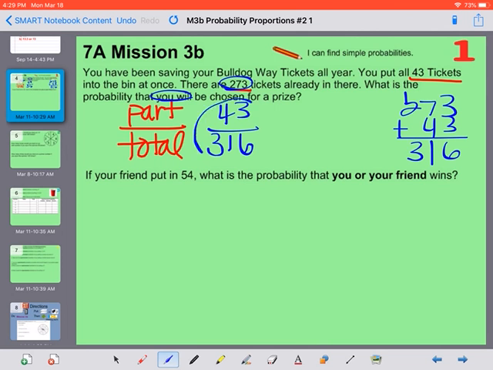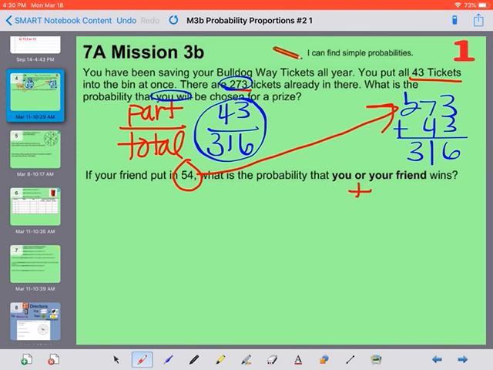And I happen to know that 43 is a prime number. We can't divide it by 2 or 4 or 7 or anything like that. So that is our probability. So now it says if your friend put in 54, what's the probability that you or your friend wins? So your friend put in 54, in addition to those that were already in there. So what's the probability that you or your friend wins?